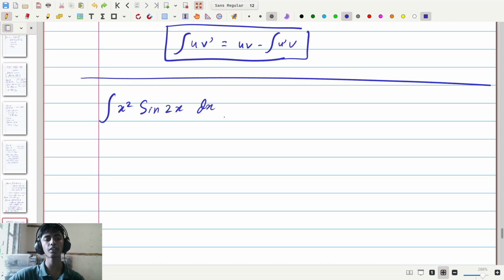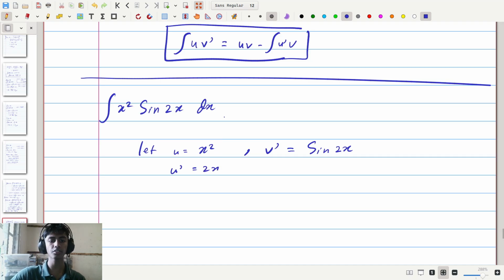So in this case, we're going to take the function that we take the derivative of, as in the function u, to be x squared, in which case the other function is going to be sine of 2x. So we're going to say let u equal x squared and v prime equal the sine of 2x. Given this, we need to find u prime and v. U prime is easy to find since u prime is simply the derivative of x squared with respect to x, which is going to be just 2x.